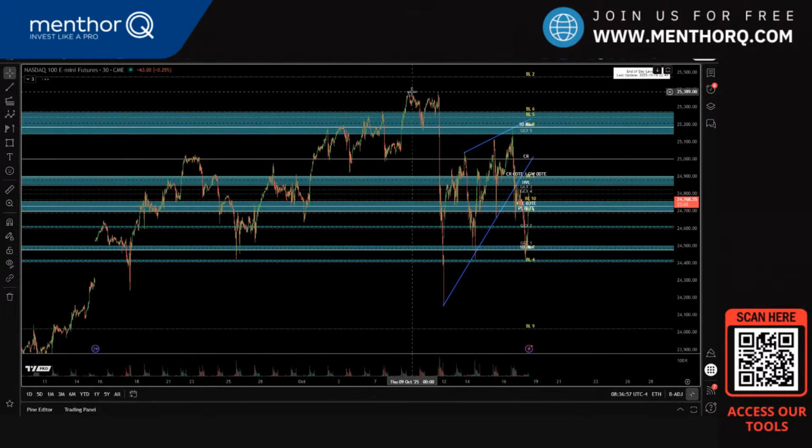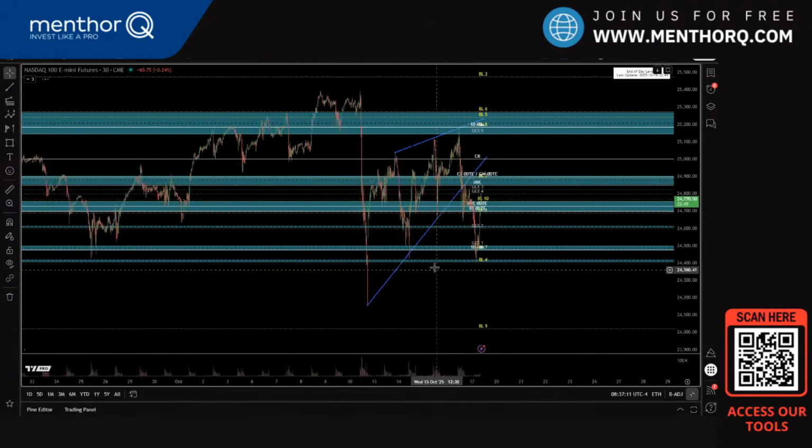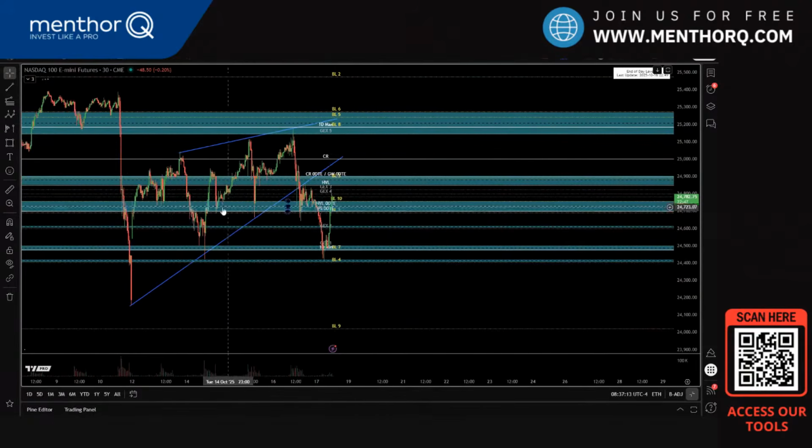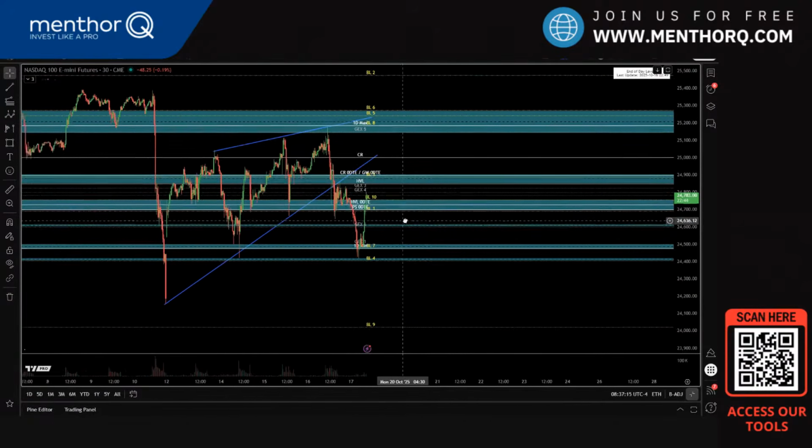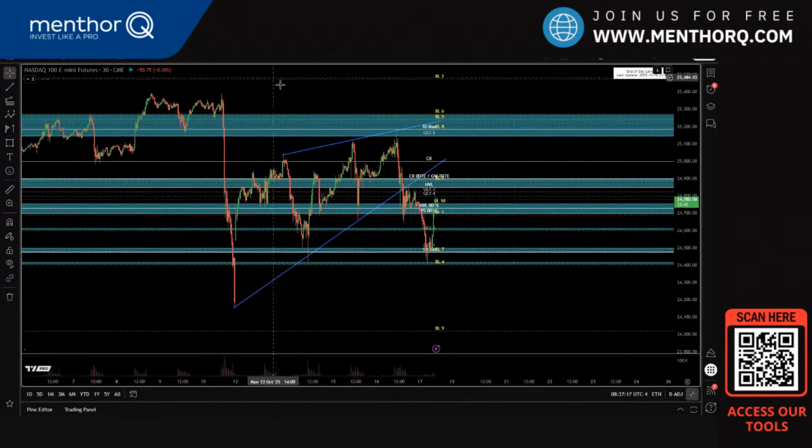The last highs were around 25,400. The lows are the zone between 24,250 and 24,160, plus minus, as a zone. And for this whole week, as you see, we are spending time in the range between highs and lows.